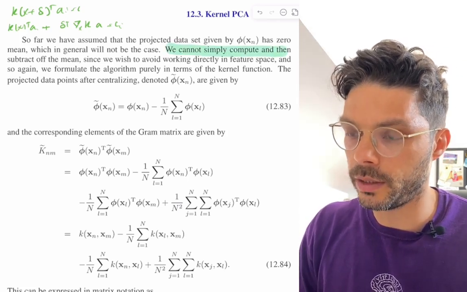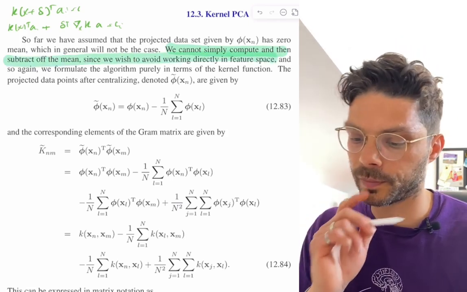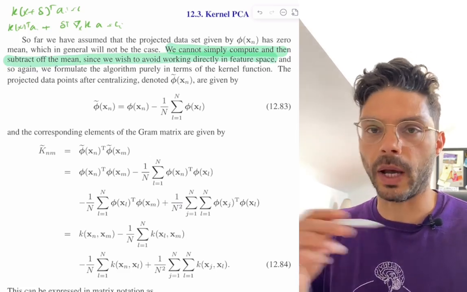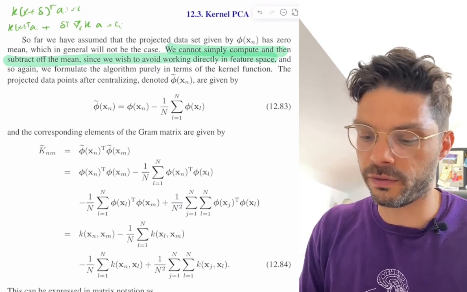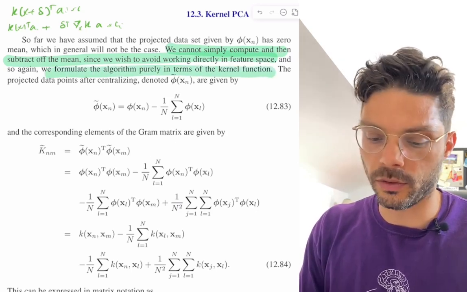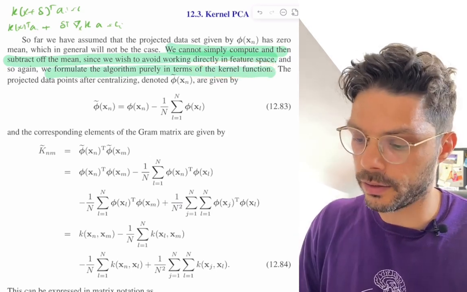We cannot simply do that. So the idea is, can we formulate the algorithm purely in terms of the kernel function? That's the whole point. Let me highlight that. I think it's important.